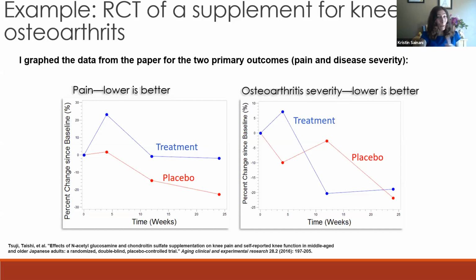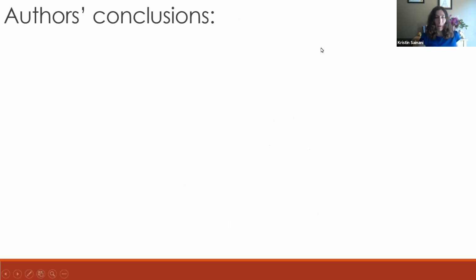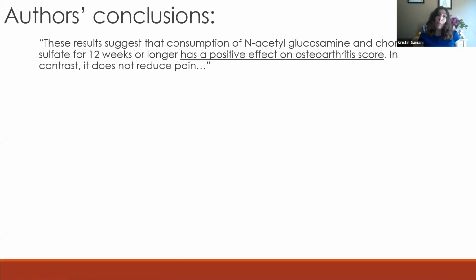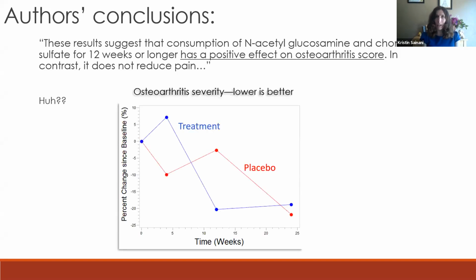It might surprise you then to read the abstract of that paper. So here is the abstract of that paper. The authors conclude, these results suggest that consumption of the supplement has a positive effect on osteoarthritis score. In contrast, it does not reduce pain. So they got the pain part right. But how is it that they are looking at their data and concluding that there is a positive effect on osteoarthritis score? Well, part of what happened here is that they didn't graph their data, so they didn't realize that this was the pattern in the data.